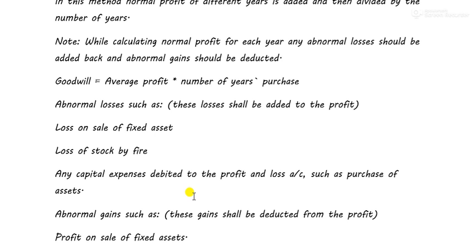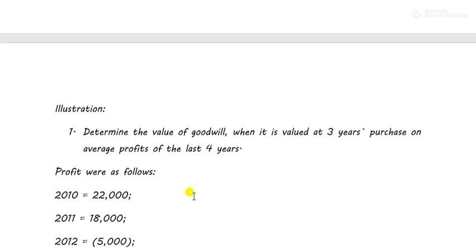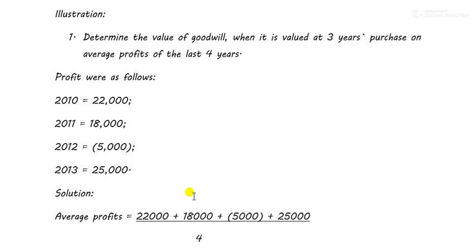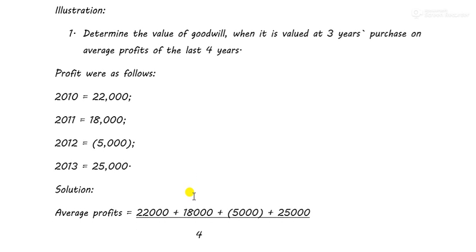So let us solve an example. Determine the value of goodwill when it is valued at 3 years purchase on average profits of last 4 years. Understand the language one time and for all. I'm explaining, listen carefully. Average profit of last 4 years. Last 4 years means they will give you the profit of last 4 years: 1, 2, 3, 4.